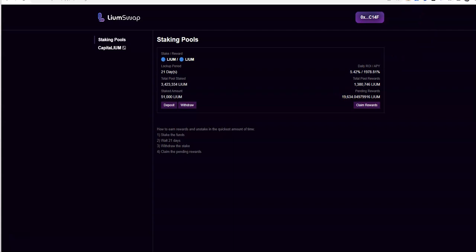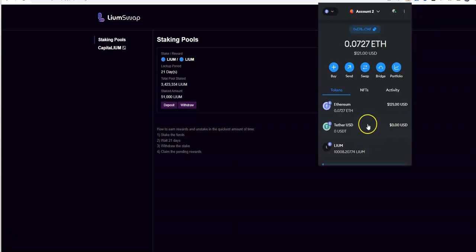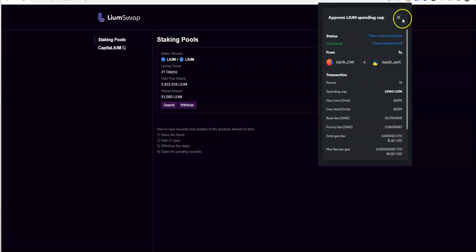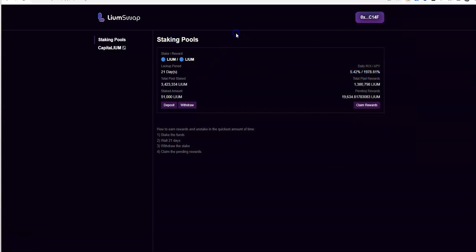I got in, let me look at the date, if it shows when it got moved. 15th. That's when it got moved here, but it doesn't show when I got it into the LIUM swap. I think I got it in towards the end of the week, last week. So stake the funds, wait 21 days, withdraw the stake, claim the pending rewards. Those are the things I can do.